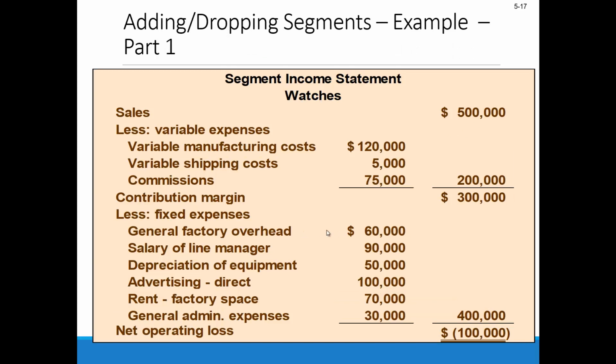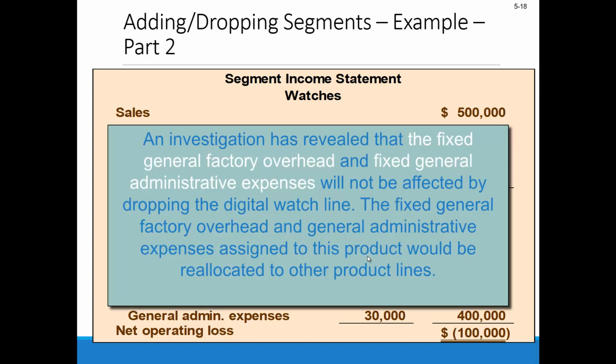The general factory overhead was just allocated to our different product lines. Depreciation amounted to a sunk cost, and then general admin expenses were similarly just allocated to product lines. So similar to our discussion in Chapter 6, sometimes our segment reporting can be potentially misleading if we don't account for the fact that some fixed expenses are traceable and avoidable and others are not.